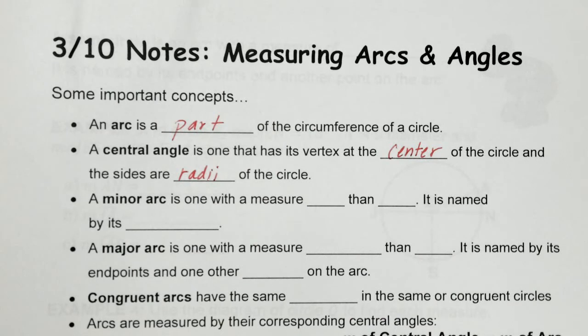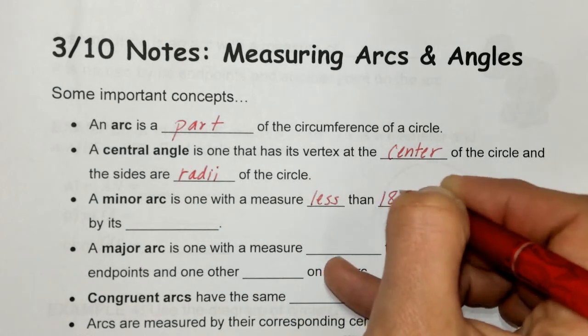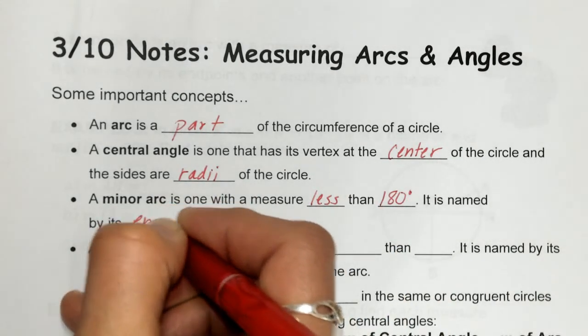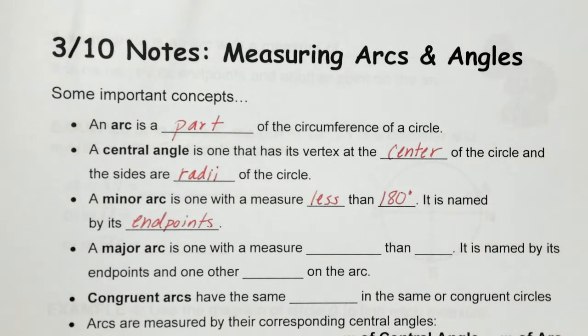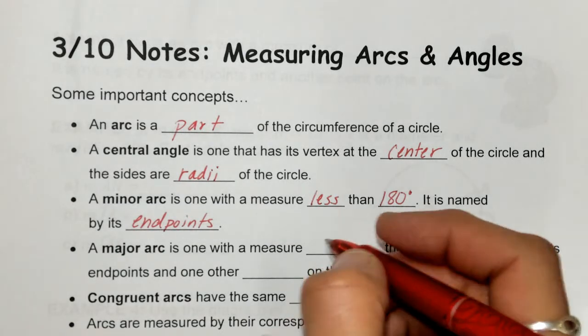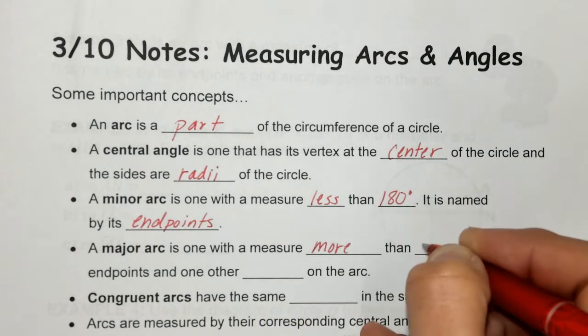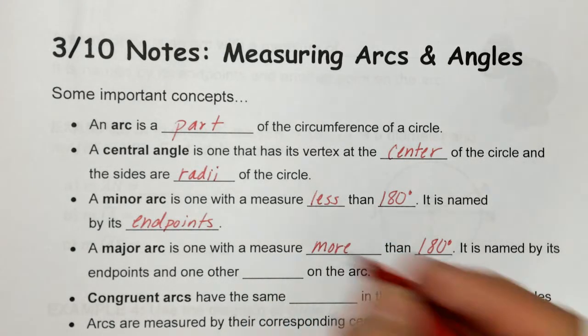We have our minor arc that we talked about in the first set of notes. That is going to be one that is measured less than 180 degrees, and it's named by its endpoints. We have our major arc, which is going to be an arc that has a measure of more than 180 degrees, and it's named by the endpoints and one other point.